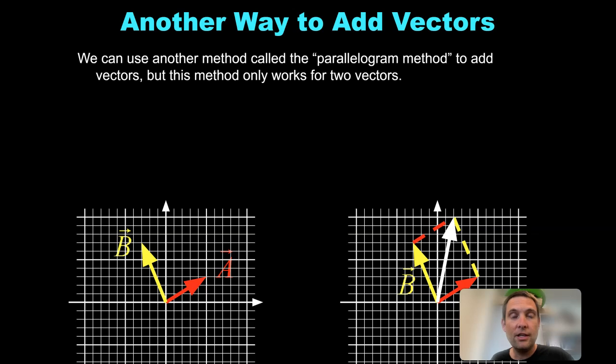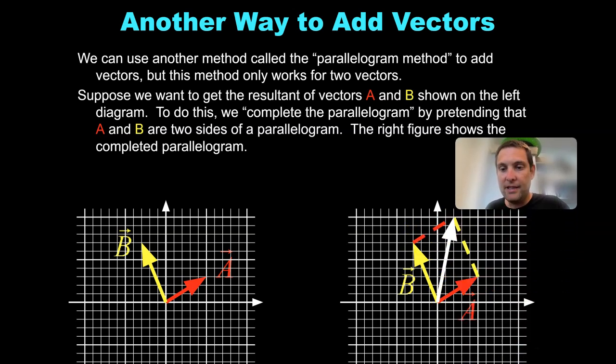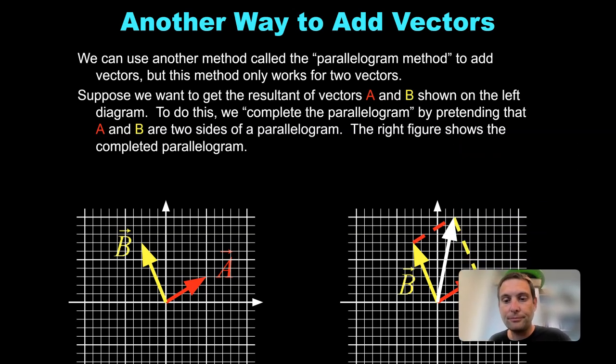Essentially, you have two vectors, and you have to start the two vectors from the very same spot, and then you're going to draw a parallelogram, drawing a line that's parallel to the first vector and another line that's parallel to the second vector, and they should meet, as you see on the right side. The red dotted line is parallel to vector A, which is in red, and the yellow dotted line is parallel to vector B in yellow.